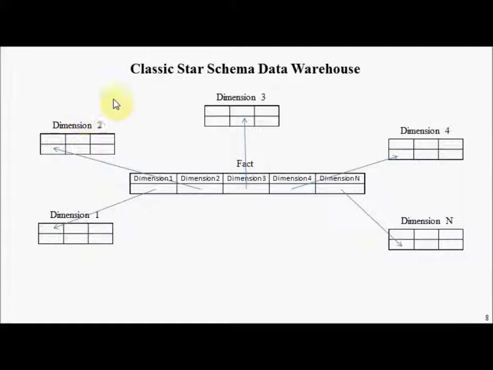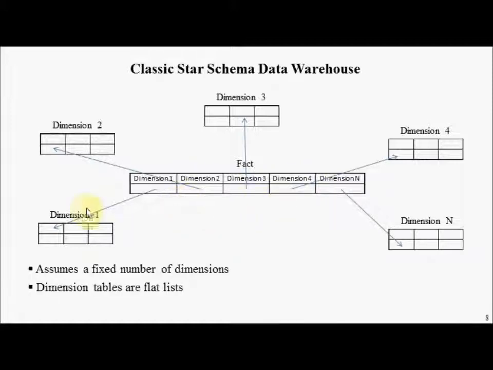Let's look at a classic star schema data warehouse, which has the notion of a fact table. A fact table has columns consisting of dimensions, where each dimension here is a table of flat records here. A characteristic of this approach is that there are a fixed finite number of dimensions associated with a fact record. Also to point out that these dimension tables, they're just flat lists. There's no semantic relationship associated with any records between dimensions.